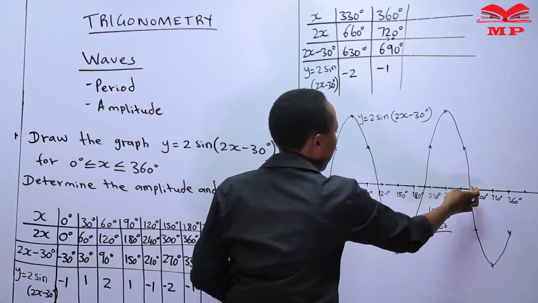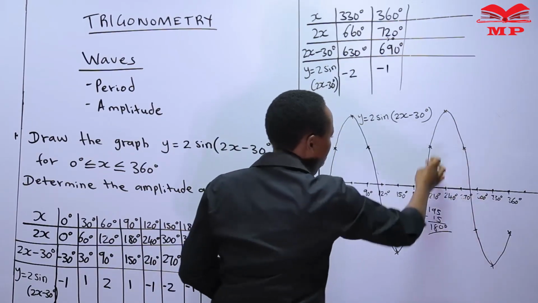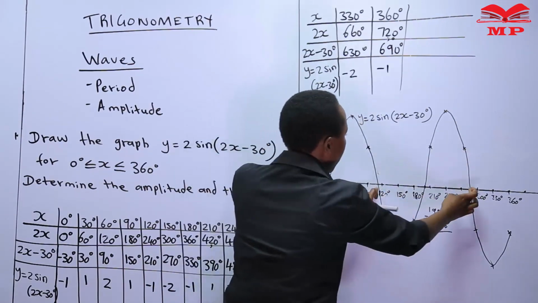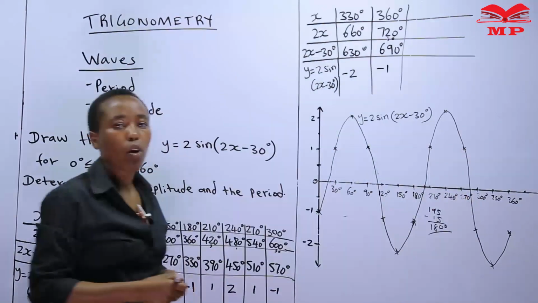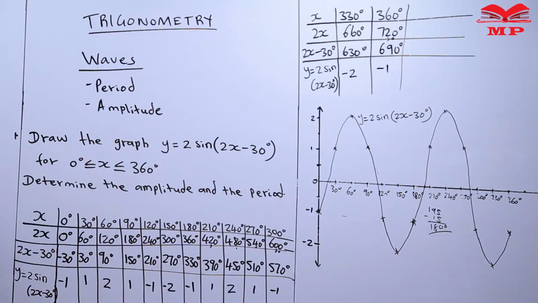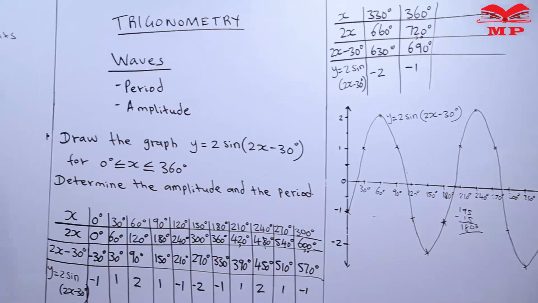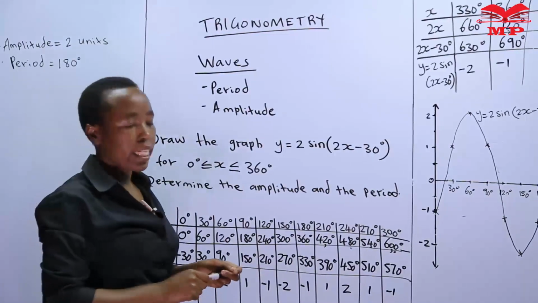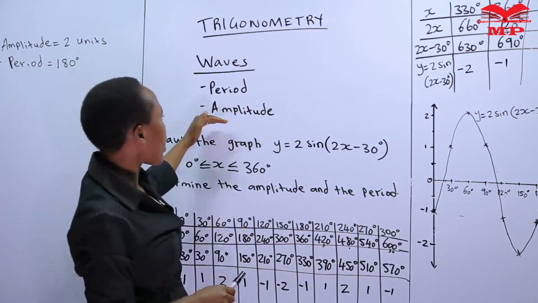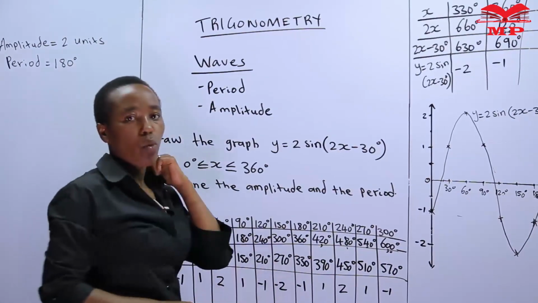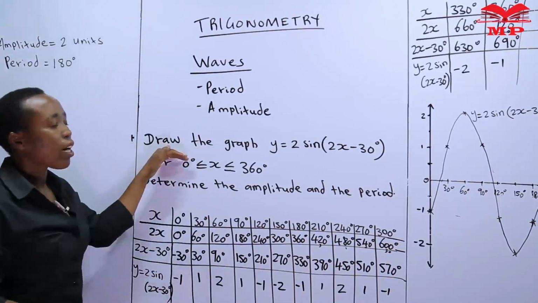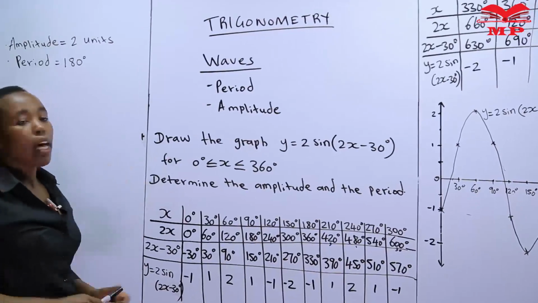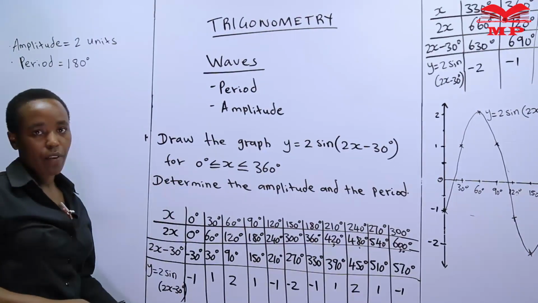So for one complete oscillation, you can even get it from here all the way to this point here. This distance, that path, is what we are calling the period. And therefore the period here is equal to 180 degrees. So that's how we get the period and the amplitude when we have been given the graph function, and after plotting the wave.